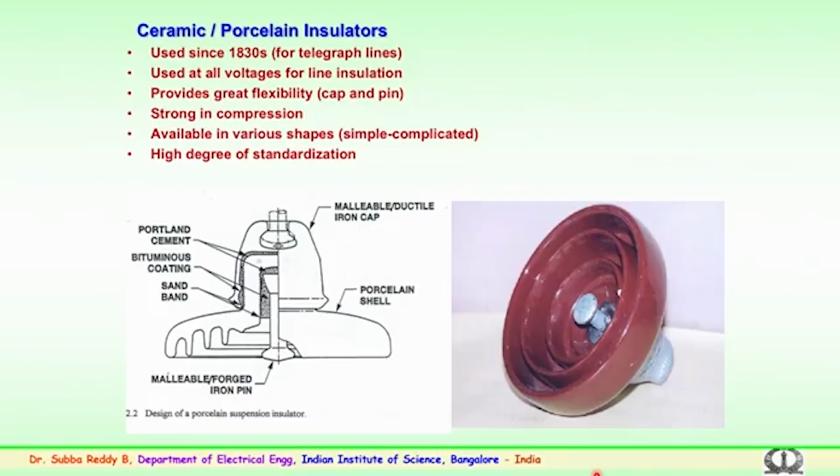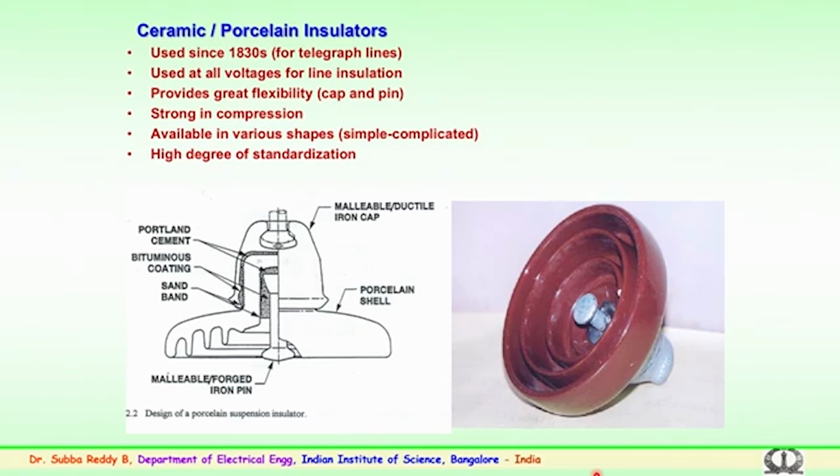The ceramic or porcelain insulators, I was mentioning, are more than 100 years old. Initially they started off as telegraphic insulators, were employed for transmission in the very early stages, and presently the porcelain or ceramic insulators are used for all voltages from a very low voltage to the ultra high voltage range up to 800 kV or even for the 1200 kV experimental lines. The porcelain insulators are being used for the line insulation.